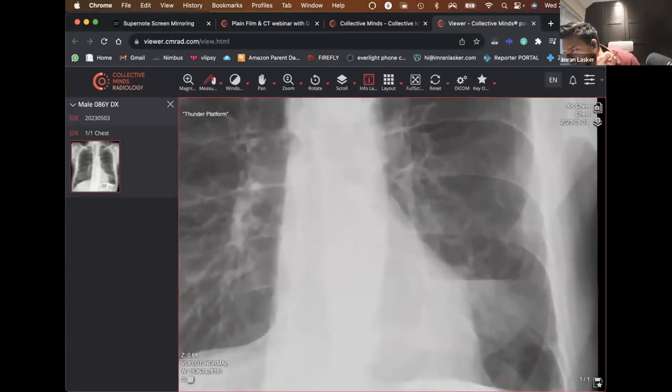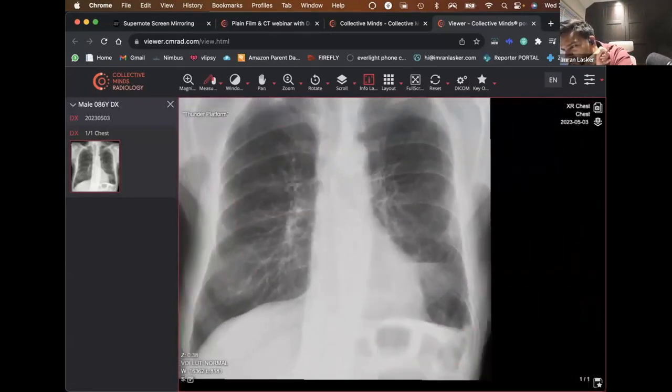So is there consolidation? I don't think there really is. There are some linear densities located within this region over here, but otherwise it looks okay. But there's actually what looks like blunting of the costophrenic angle over there, right? So that's one thing. So there's a small pleural effusion. And then also what we can see is, yeah, exactly right.